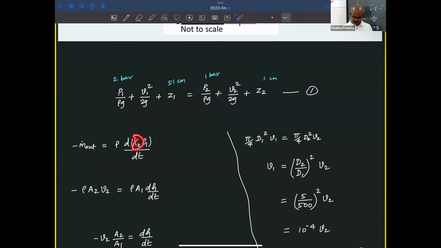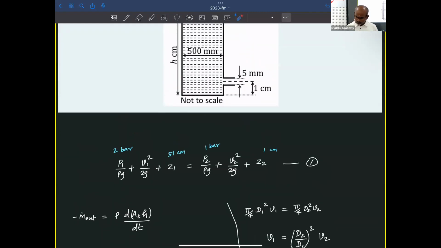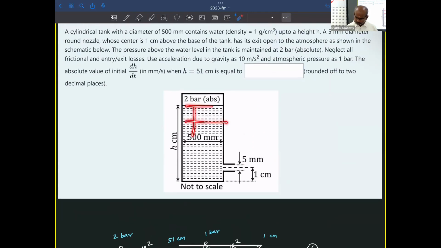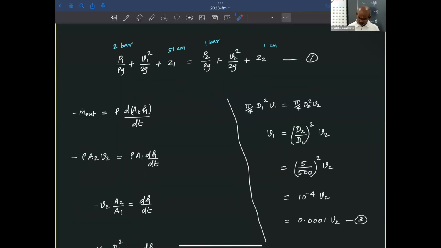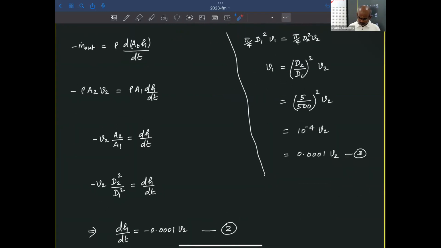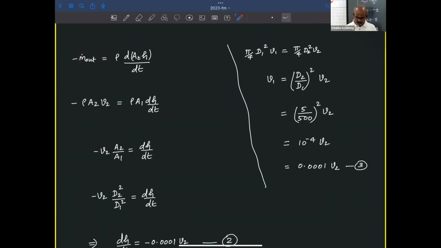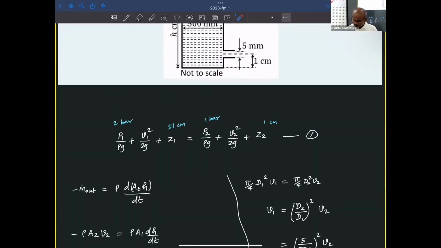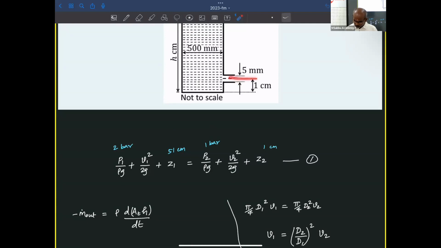Always, the area of the tank is nothing but the area at point 1. The level at point 1 keeps on falling. Okay. So we have the mass flow rate, which is volumetric flow rate into density. The volumetric flow rate is A2, the area of the opening, and V2, the velocity here.